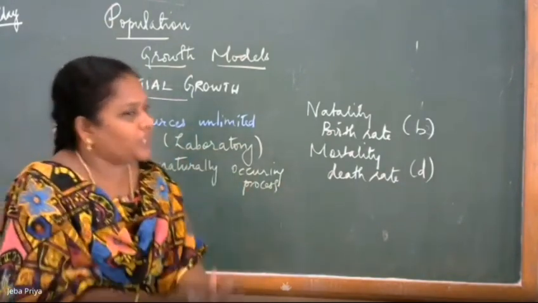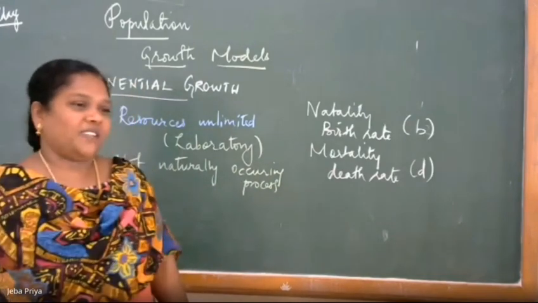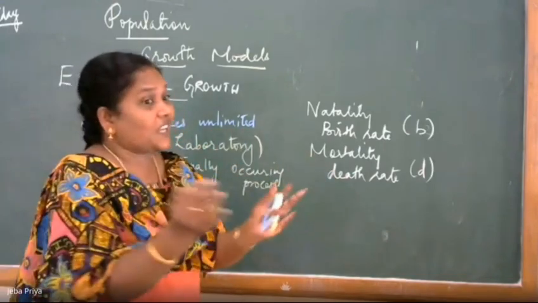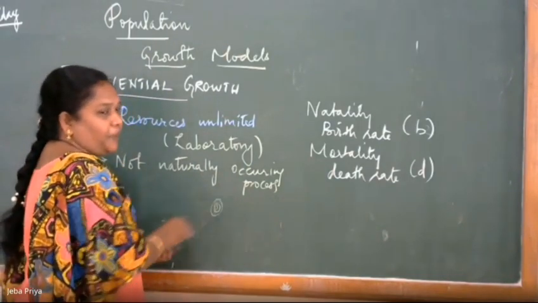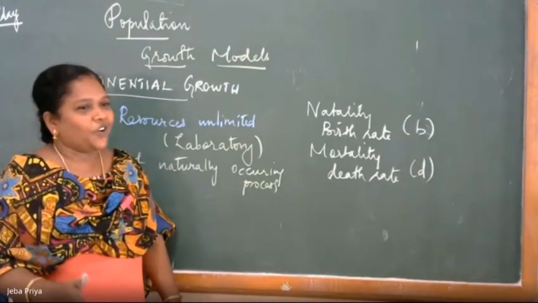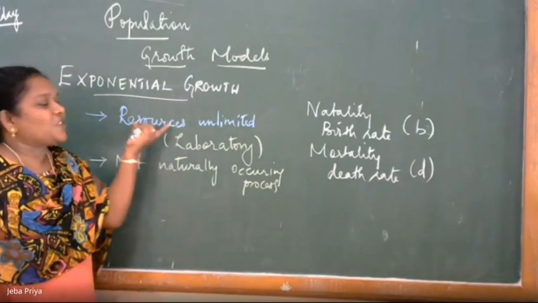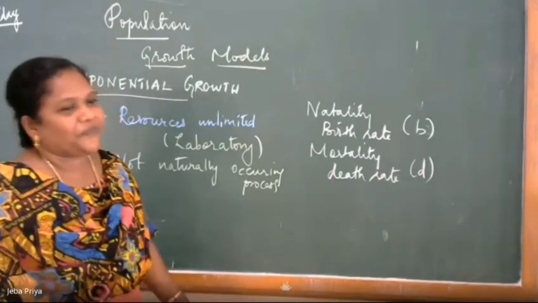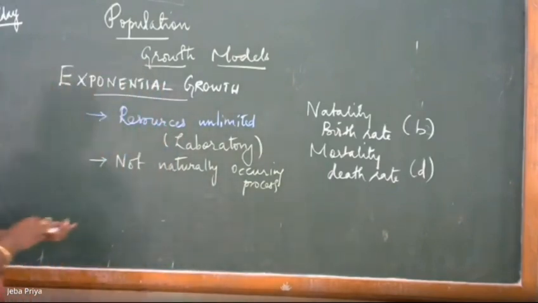What is a population? A group of individuals of the same species who share and compete. When the resources are more, you are going to share. When the resources are less than the population, they fight among themselves and compete for the natural resources. In this condition, the resources are unlimited, so they share and there is no competition. The organisms reproduce to their maximum capacity. There is no problem at all.